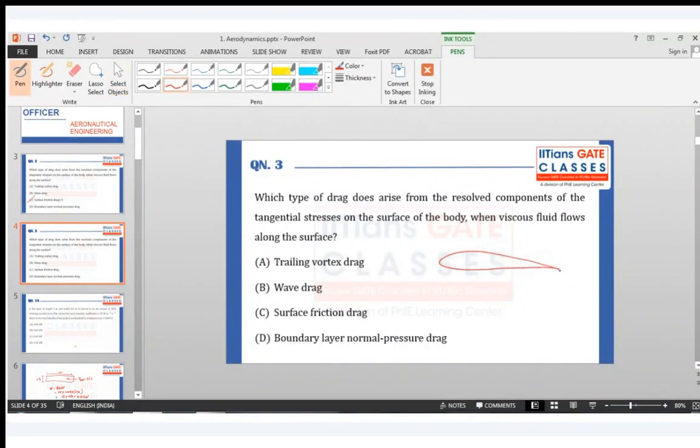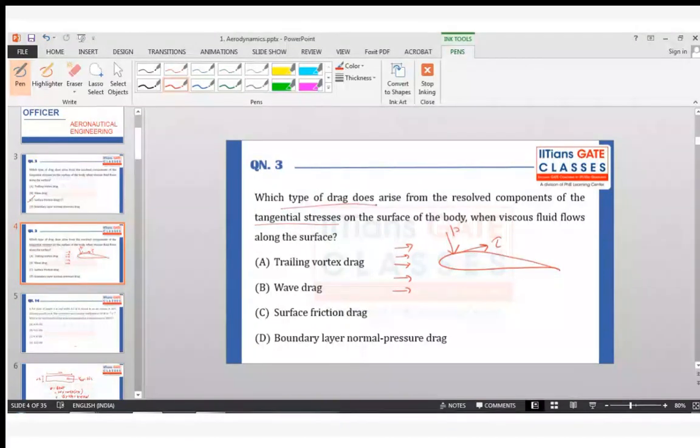Let's take an aerodynamic body. An aerofoil is the best candidate for that. If air is flowing over the aerofoil, there are two types of forces acting on it: one is tangential and one is normal. The normal one is the pressure force and the tangential one is the shear stress. So tau is your shear stress, and that is what they are interested in. This tangential stress is nothing but your shear stress.